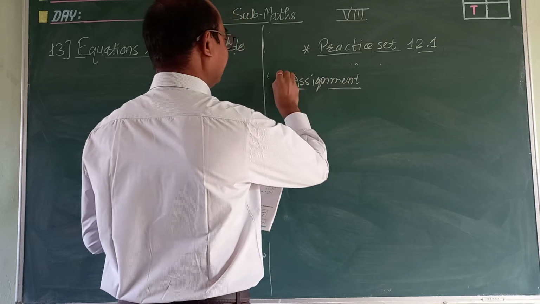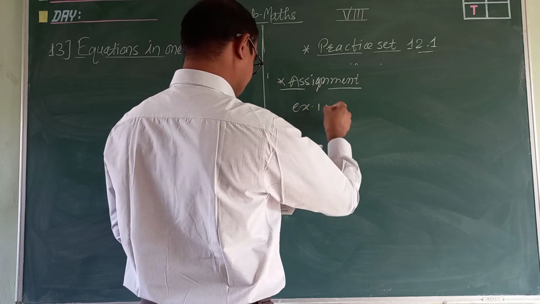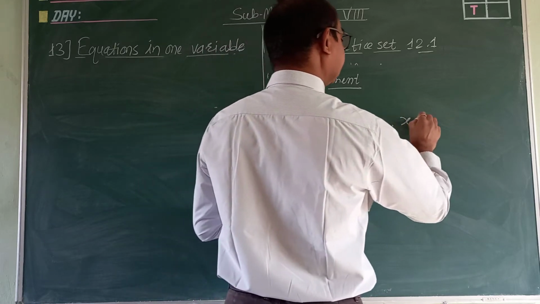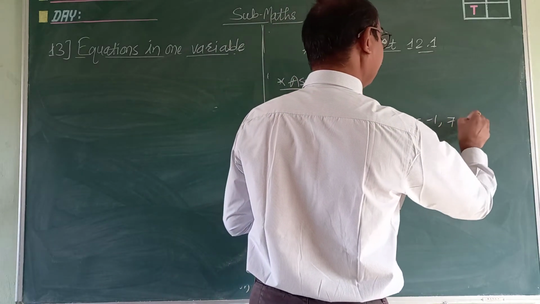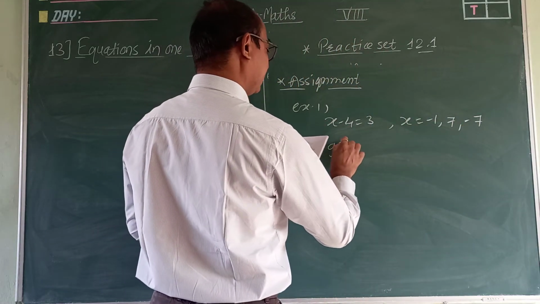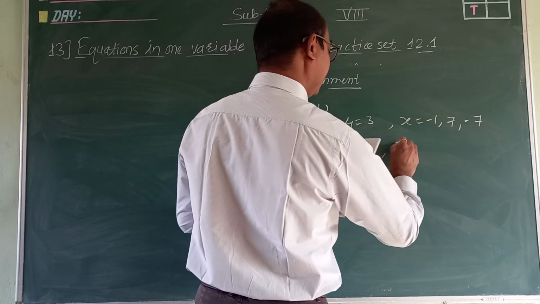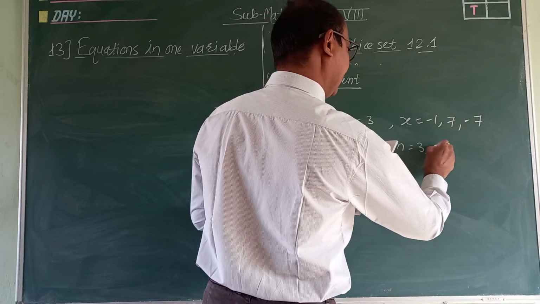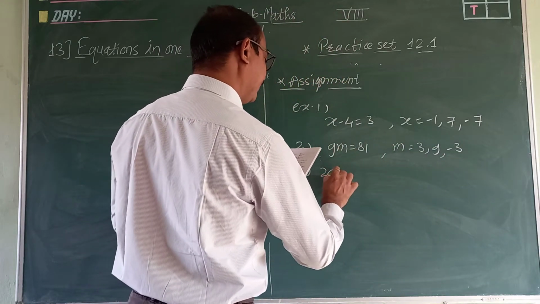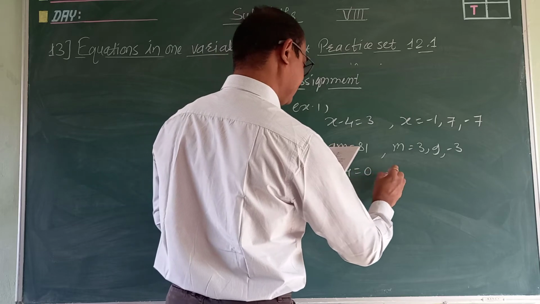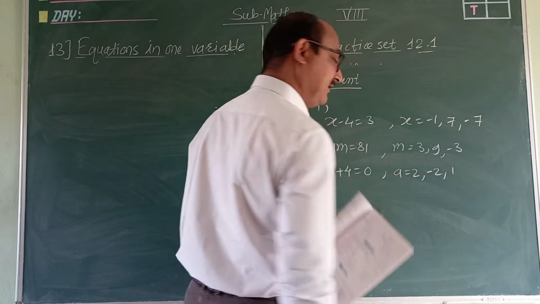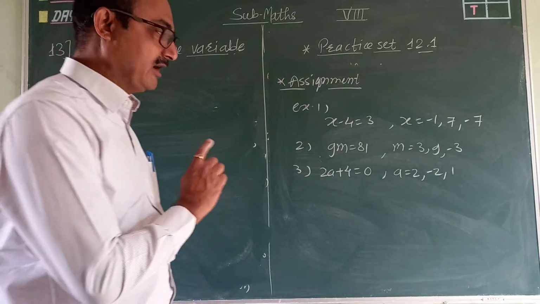Okay, assignment. Example first: x minus 4 equal to 3, where x is equal to minus 1, 7, minus 7. Example second: 9m is equal to 81, where m is equal to 3, 9, minus 3. Third one: 2a plus 4 is equal to 0, where a is equal to 2, minus 2 and 1. These 3 questions you have to solve.